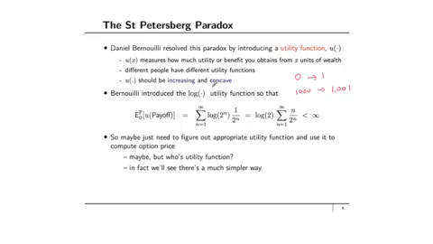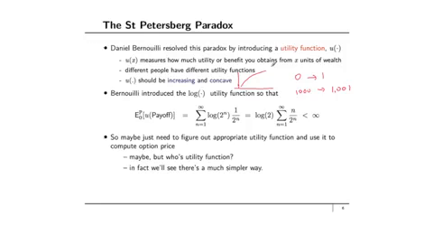So Bernoulli suggested using log utility function. The log function is increasing and it's concave. So this is an example of a concave function. It's like an inverted saucer. Okay, it's increasing and it's concave. So the log utility function is what Bernoulli suggested.